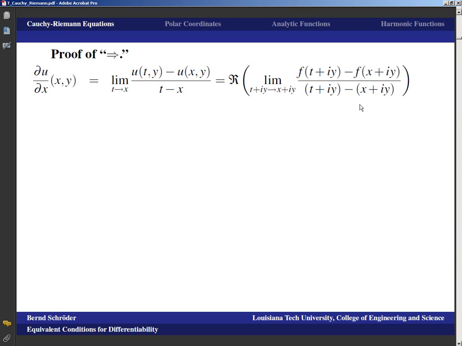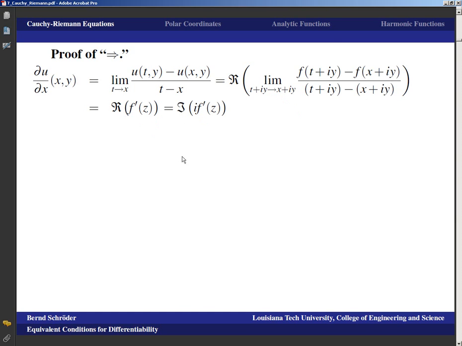And now notice that this is a difference quotient for f, even though we don't quite have z going to z0. We've got z just moving along a horizontal line here because y is constant. But still, because the derivative of f is the limit of this thing as z goes to x plus iy, that limit as t plus iy goes to x plus iy is also f prime of z, where z is x plus iy. And now the real part of a complex number is the imaginary part of i times that complex number, and that's just straight algebra.